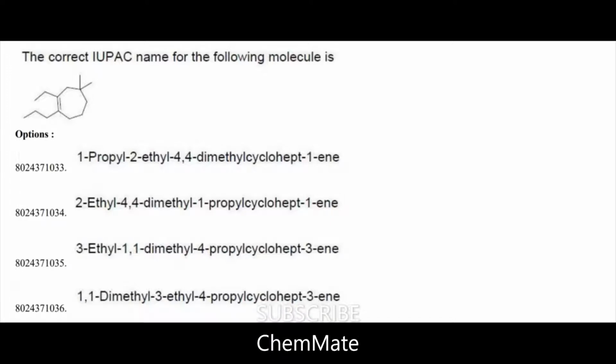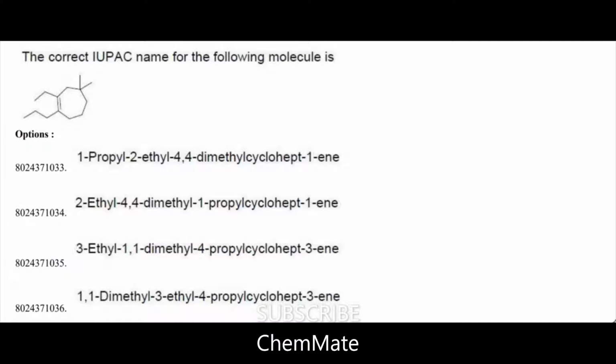So the next question: the IUPAC name of the following molecule. First we have to do the IUPAC nomenclature. We have to assign the number of these carbons. So how will the numbering be done? Here the functional group is the double bond, that is an alkene, so we should give priority to this.